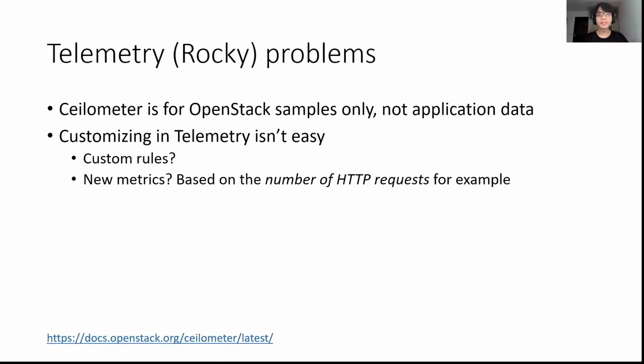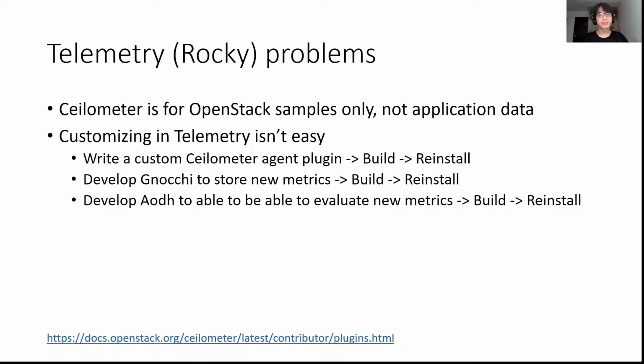Telemetry is only capable of collecting OpenStack related metrics from instances. How about application data? Customizing telemetry is not easy. How about custom rules, custom metrics? In order to customize rules and add new metrics to telemetry, 3 different projects need to be rebuilt and reinstalled. Telemetry isn't pluggable: Ceilometer to collect, Gnocchi to store new metrics, and Aodh to be able to evaluate new metrics.